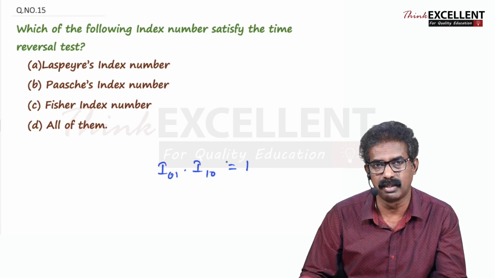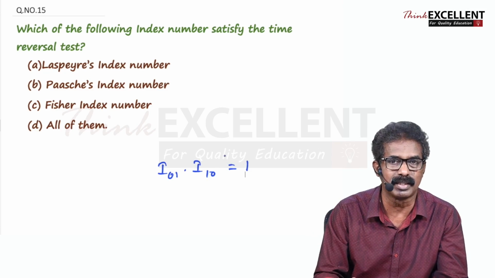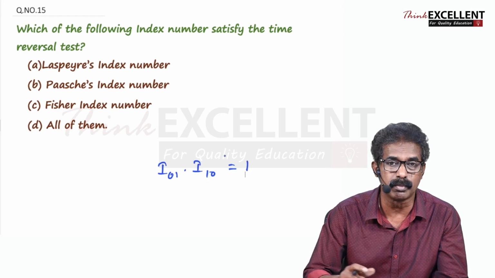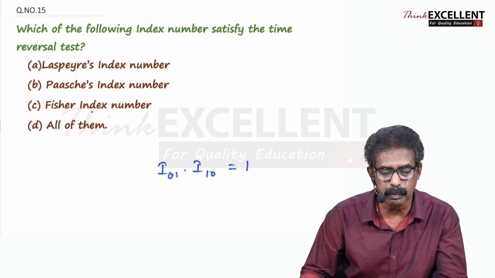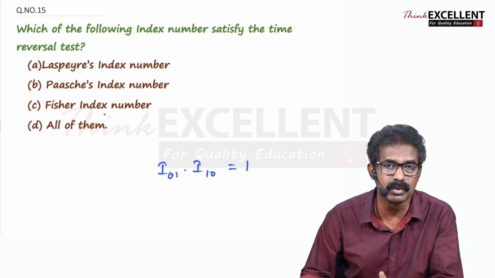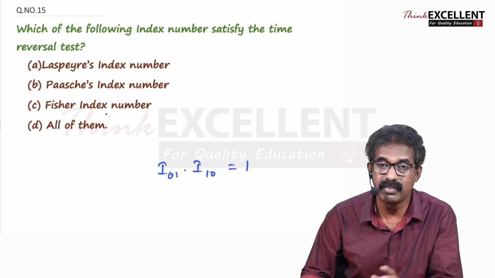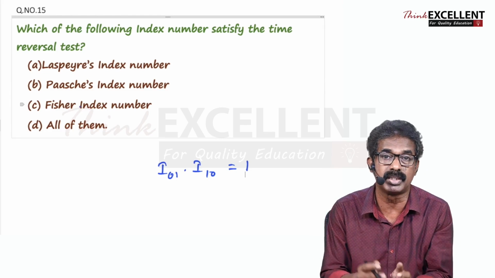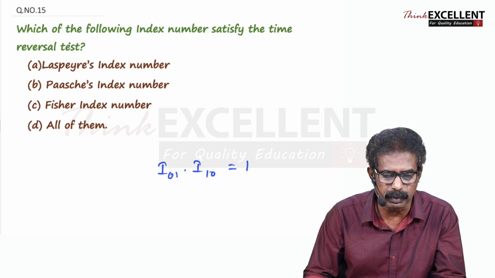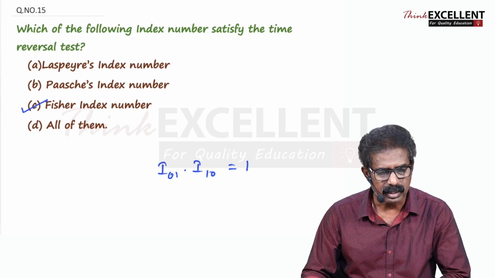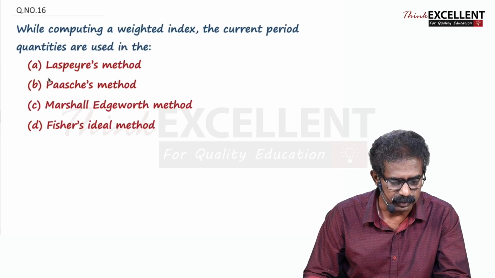Then you say it satisfies the time reversal test. For the factor reversal test, you have to reverse the factors, and you have to get sigma P1 Q1 by sigma P0 Q0. So remember the two tests: one is the time reversal test, another is the factor reversal test. Fisher's index number alone satisfies all these tests. That is why we call Fisher's index number Fisher's ideal index number. So that is one of the important questions. Which of the following index numbers satisfy the time reversal test? Fisher's index number satisfies the time reversal test, and also the factor reversal test.